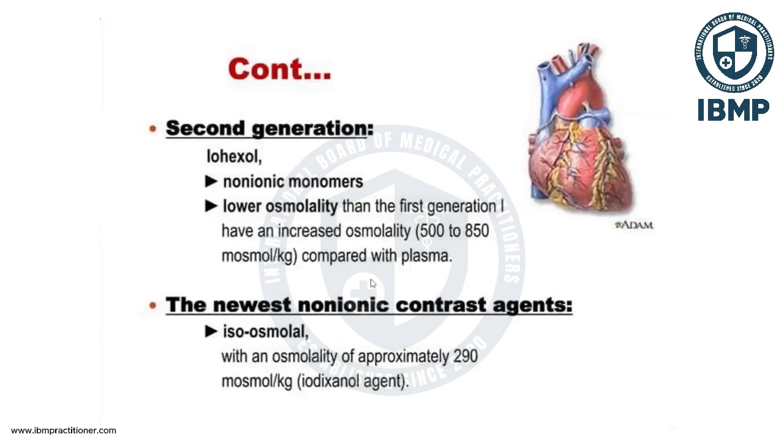This is easily filtered through the kidney and excreted, so it is a little bit safer, and is given more safely in kidney disease. The newest non-ionic contrast is iso-osmolar, with an osmolality of approximately 290 to 300. This is iodixanol, the newest non-ionic contrast.